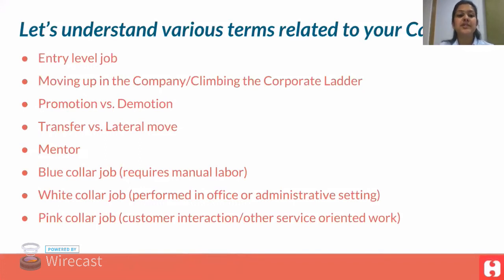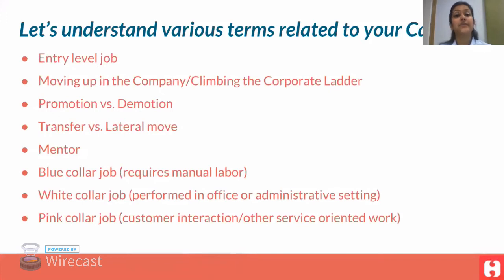Now, promotion versus demotion. If you are doing very good in your organization, then the organization is going to promote you. However, if you perform poorly, you might be demoted, or put down at a lower level of responsibilities and salaries. Now, transfer versus lateral move. If you're not happy in your current area of work, you can ask your employer to transfer you to some other department.